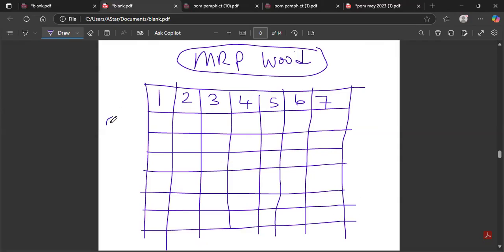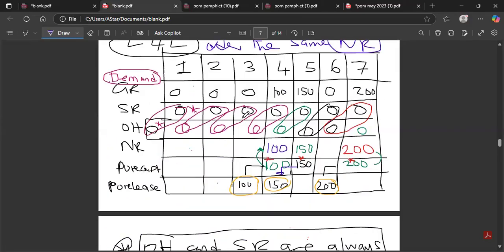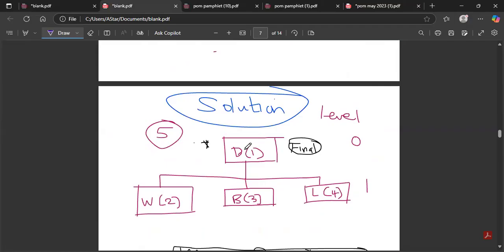So the first one is what? Gross requirements, scheduled receipts, on hand, net requirements, planned order receipt, then planned order release. Okay. So now, the wood is coming from where? From the desk here, but by 2. So multiply by 2. There's a 2 here.